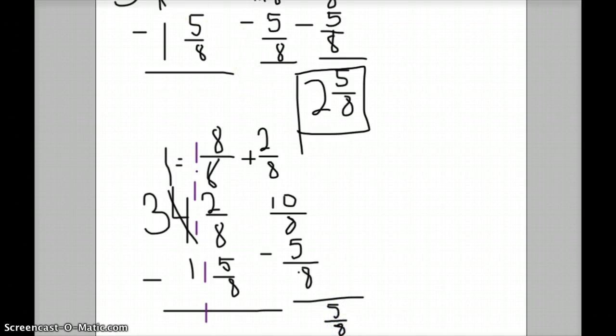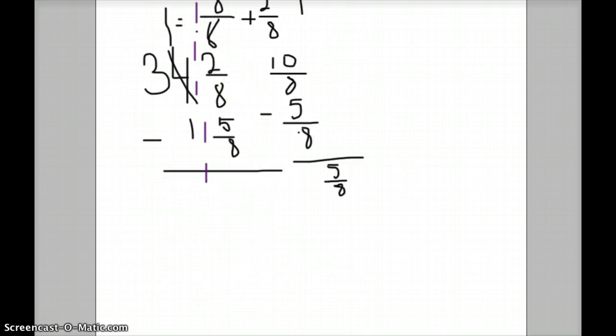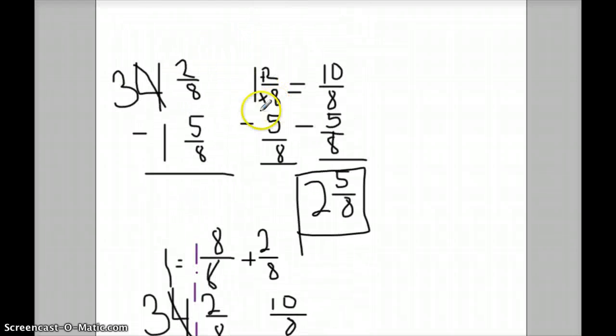That's a pretty good 8. Once I've done that, I now officially need to subtract my whole numbers, which is 3 minus 1, which gets me 2. So I have 2 and 5/8. The only thing I did differently in this problem, guys, was making my 1 into 8/8 and adding it to my 2/8 instead of making it into a mixed number and then into an improper fraction. Okay? Only thing I did differently.